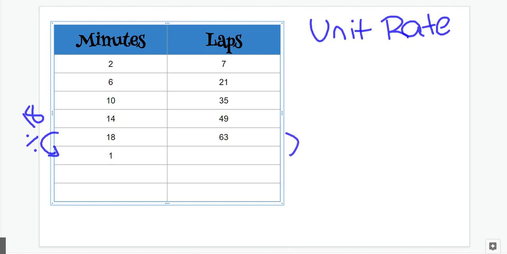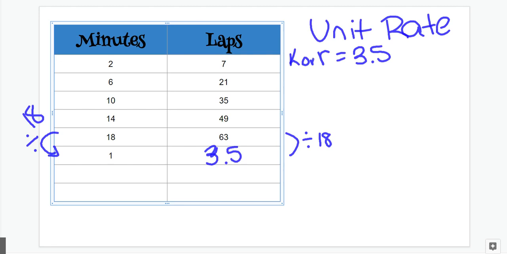So whatever I do on one side, I'm going to want to do on the other. So I'm going to do 63 divided by 18, and that gives me 3.5. So my unit rate, or R, equals 3.5. So some people also do K equals, so it can either be K or R equals, depending on what your teacher has taught you.